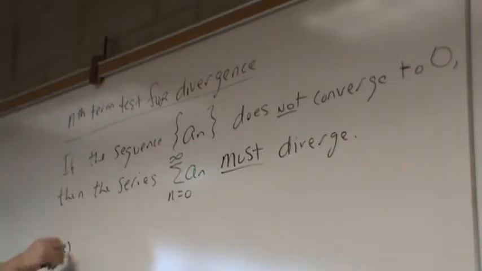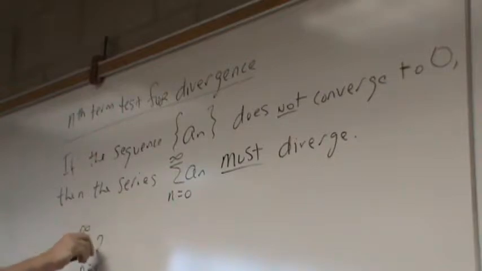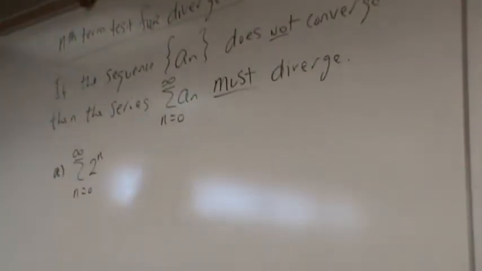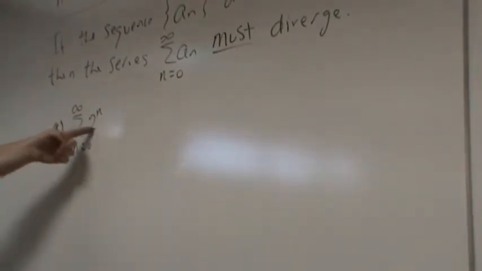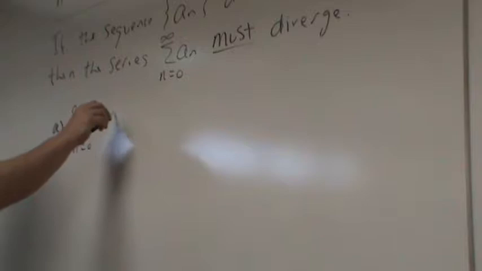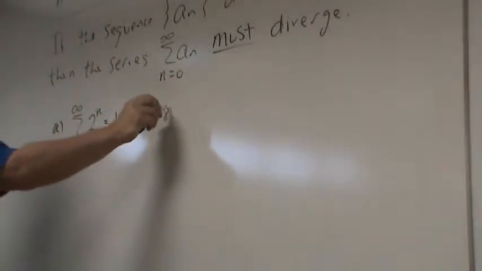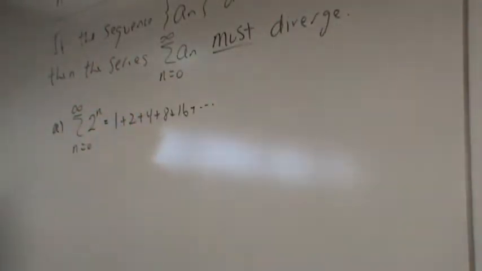So let me give you some examples. The sum as n goes from 0 to infinity of 2 to the n power. Does this converge or diverge? Good. How do you know it diverges? 2 to the n doesn't go to 0 as n gets bigger. The sequence of terms that you're adding is going to be 1 plus 2 plus 4 plus 8 plus 16 plus dot, dot, dot. The infinitieth term is not zero. In fact, it's infinity.